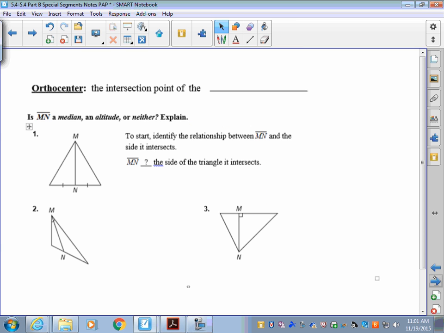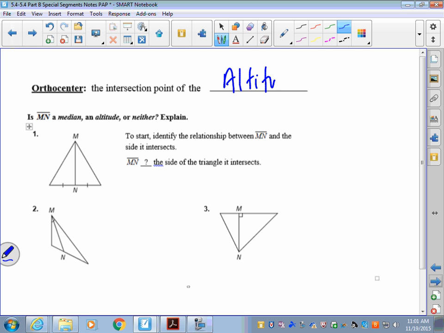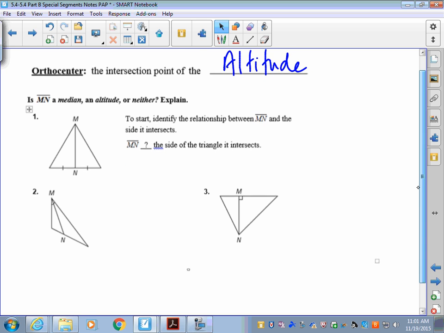Now, the second part is the orthocenter. That's the intersection point of the altitudes. So here, the last part was one we need to make sure we know the difference between a median and altitude, and then can we identify the orthocenter. So on this next little section, it says, is the MN a median, altitude, or neither? Explain, okay? Kind of ask yourself, MN is blank the side of the triangle and its intersect. So number 1, what would it be?